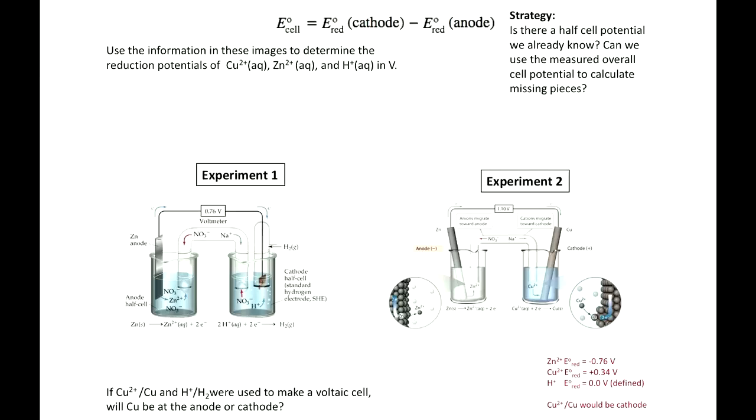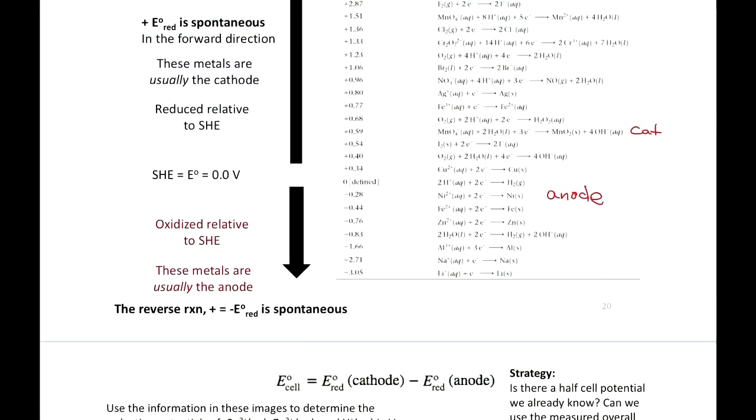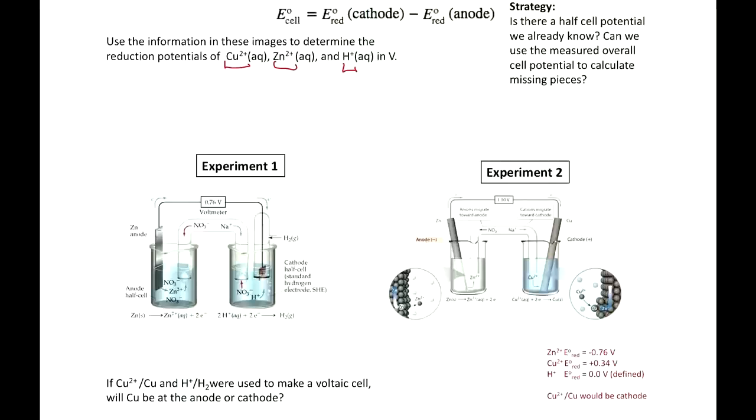So let's explore some experimental data and use this experimental data that's presented to determine the reduction potentials of copper 2+, zinc 2+, and H+ in voltage. So we're going to basically confirm the numbers that are up here, all right? So here are the experiments.